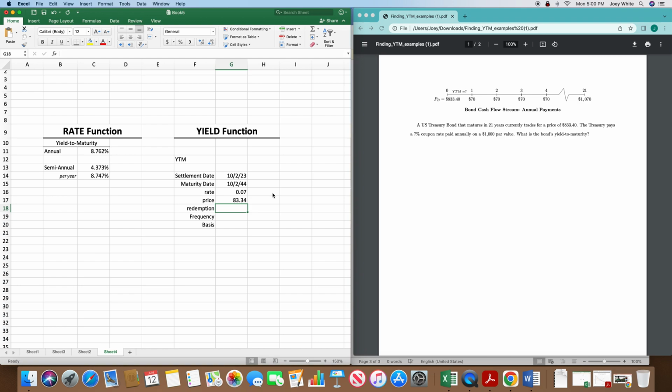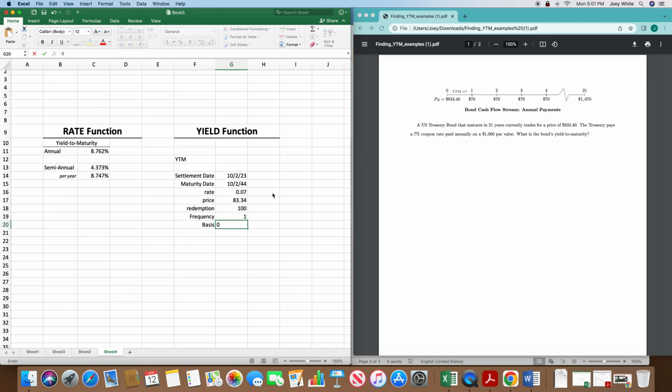Okay, and don't use the percent function for that either. Just use 83. You don't need to put a percent there, but it needs to be calculated as a percent, so you need to understand it as a percent. Redemption is just 100 still. Frequency, we'll start off with annual, and then basis, again, we'll just use the American version.